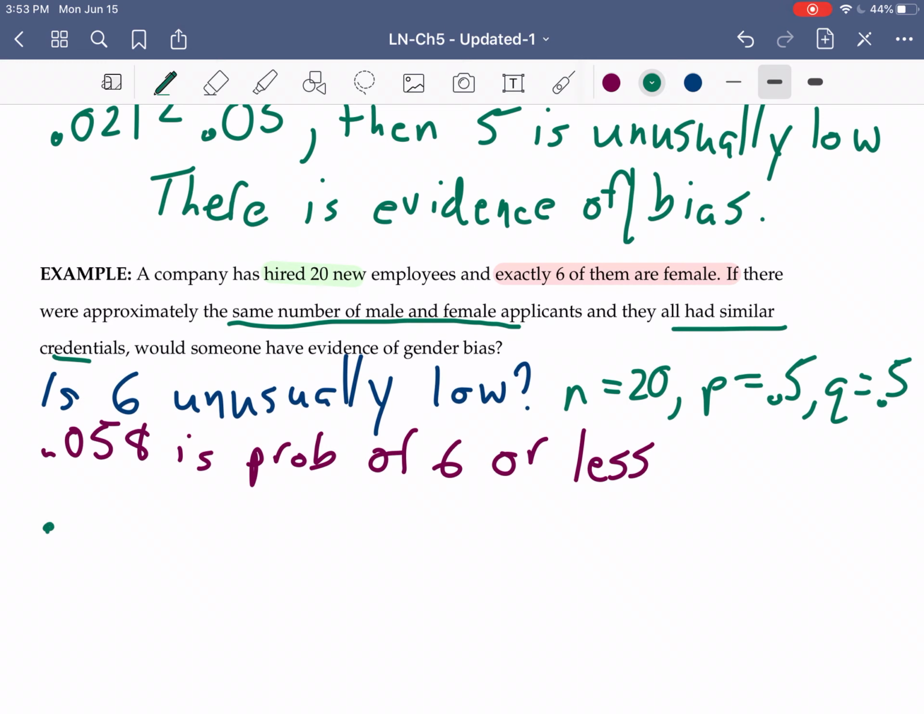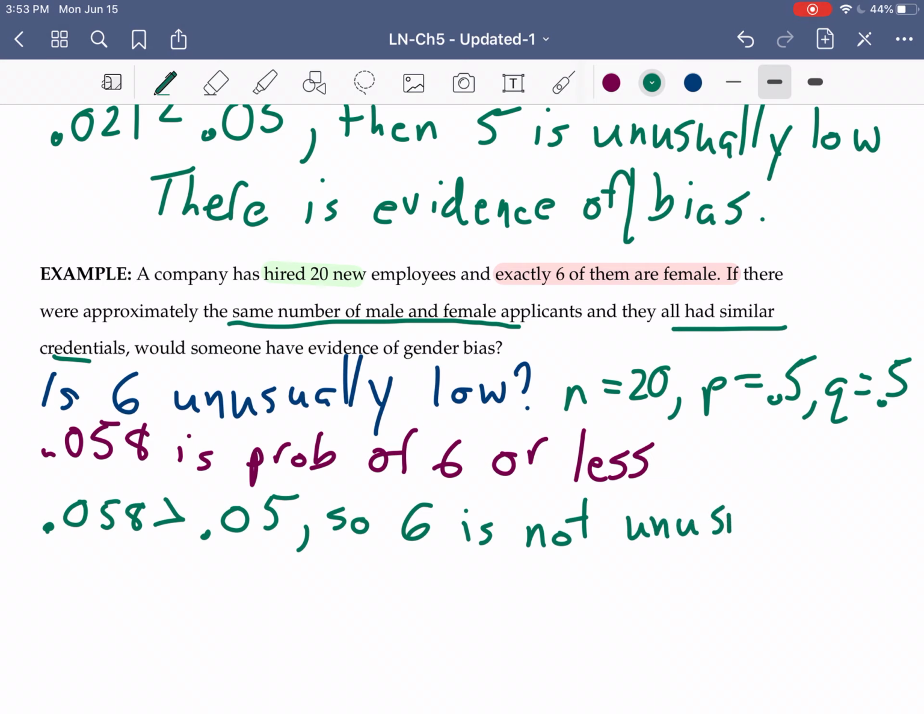And we observe that 0.058 is more than 0.05. So 6 is not unusually low. There is not this evidence of bias.